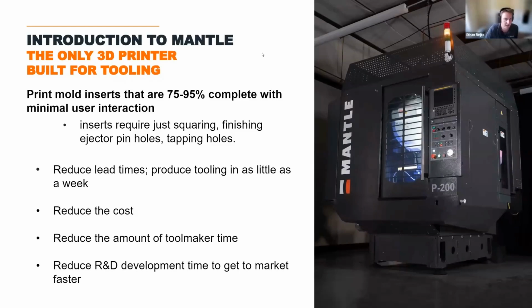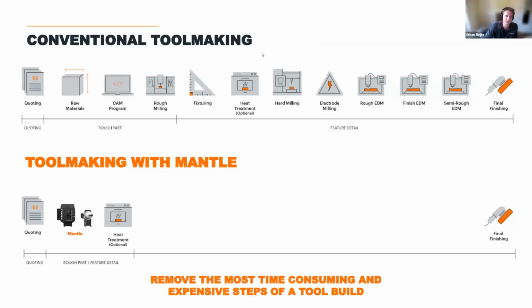This allows you to reduce lead times, produce tooling in as little as a week, reduce costs, and reduce the amount of toolmaker time, especially on the OEM side. We see this real need of shrinking the development timeline by being able to get tools rapidly to get actual injection molded parts in your hand. So what Mantle enables you to do is eliminate many of the time consuming and costly steps of the conventional tool build, where you go from printing and sintering to an insert that's 75 to 95% complete. And you're just doing a couple hours of finishing, grinding, maybe adding ejector pins, etc., to get it into a usable state.